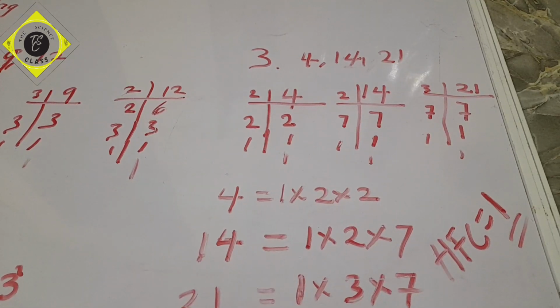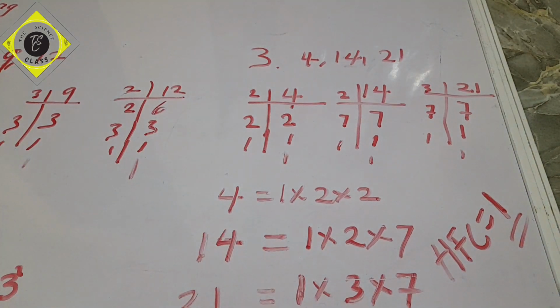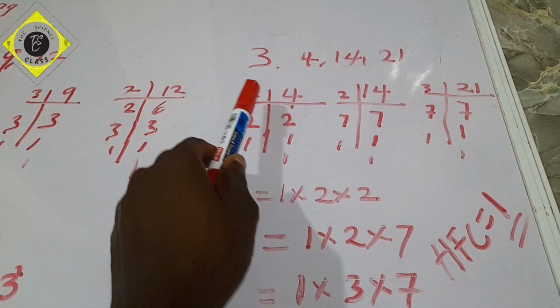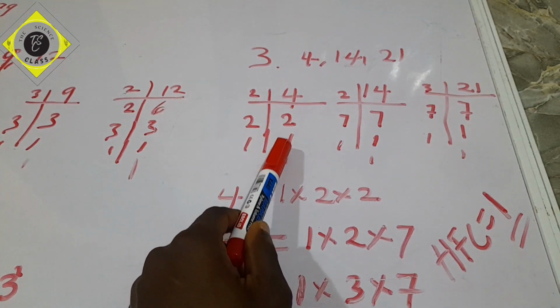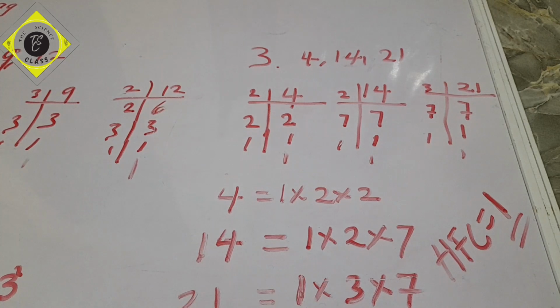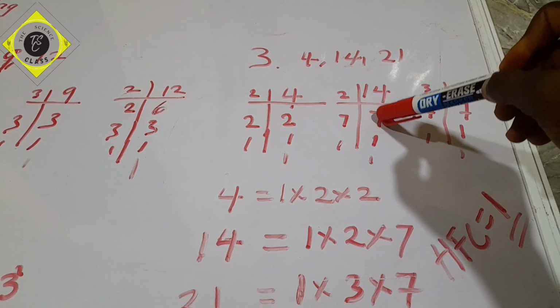The next example is 4, 14, and 21. So here, this is 4. Using the first prime number, 4 divided by 2 gives us 2. Then 2 divided by 2 gives us 1. Then 1 divided by 1 gives us 1. We are done with that. Then the next number is 14. 14 divided by 2 gives us 7.